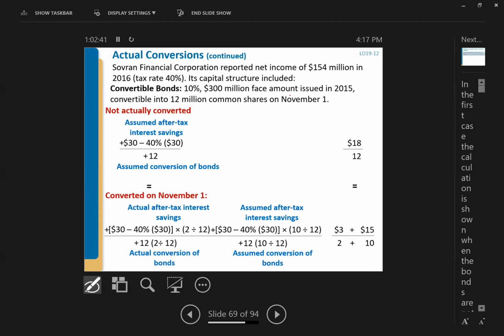So if we had convertible shares, let's just say it was 5 shares, but we didn't sell that convertible debt until April 1st, you just take that 5 times 9 divided by 12.